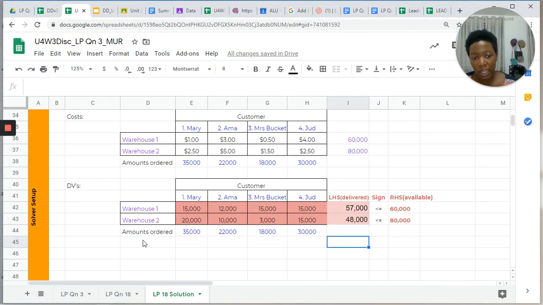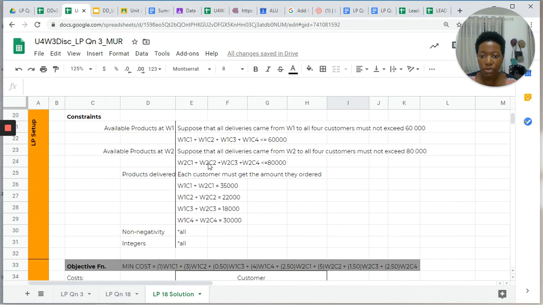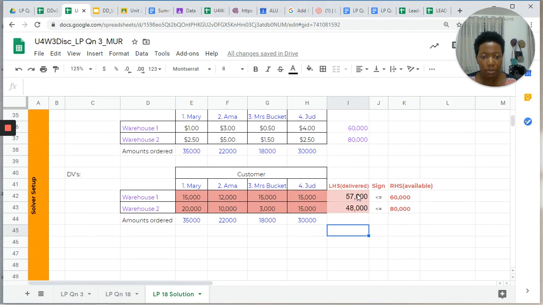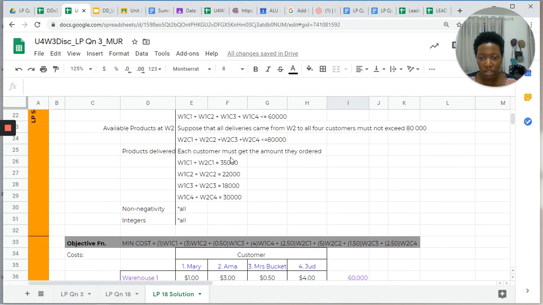I can do the same for my constraints on the orders that the customers are making. So far I've covered my first two constraints. Now I'm going to go into how much each customer must get. If you think about what we just did above, what was available was the right-hand side. I'm going to do the same thing with the orders. The right-hand side is what the customer has ordered. This is the right-hand side. This is the left-hand side.